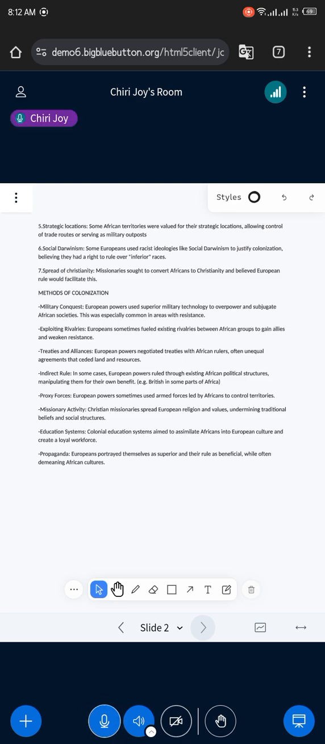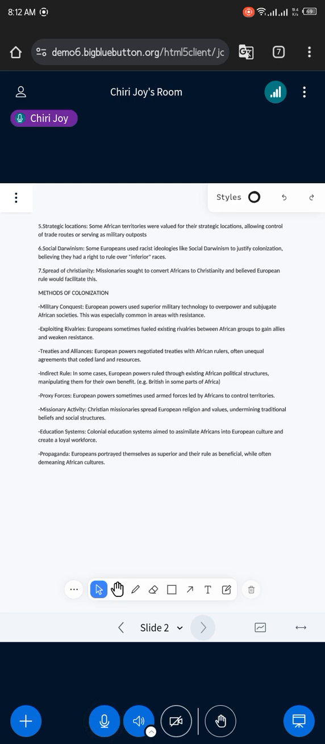The third one is treaties and alliances. European powers negotiated treaties with African rulers, often unequal agreements that ceded land and resources. Indirect rule. In some cases, European powers ruled through existing African political structures, manipulating them for their own benefit. Egypt, British in some parts of Africa.